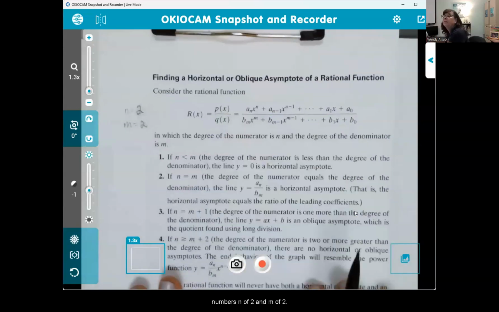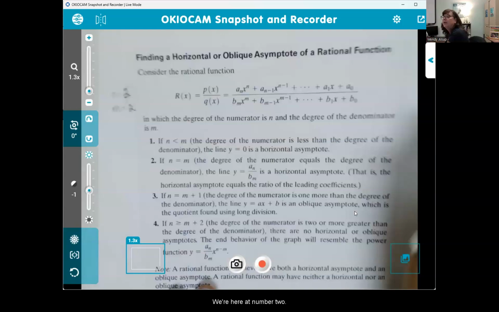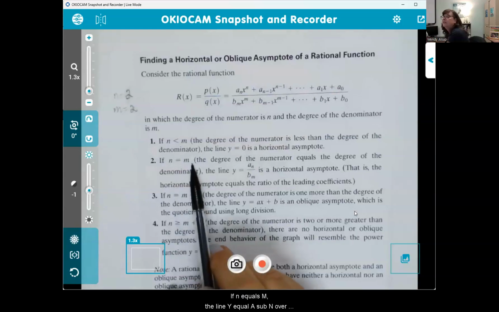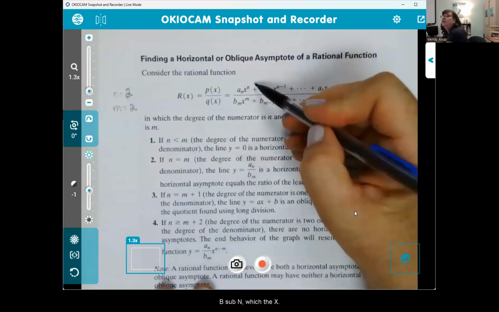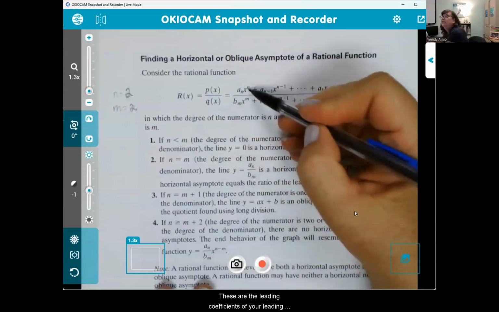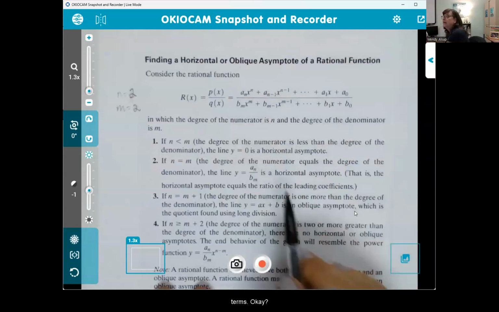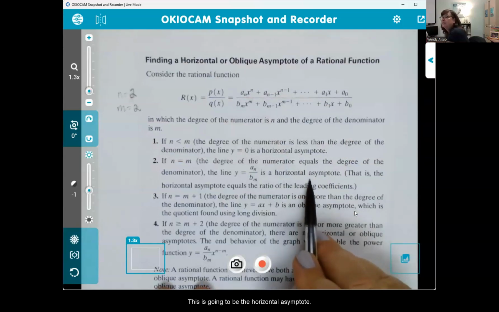N of 2 and m of 2. Well, that's not terrible. We're here at number 2. If n equals m, the line y equals a sub n over b sub n, which these are the leading coefficients of your leading terms, is going to be the horizontal asymptote.